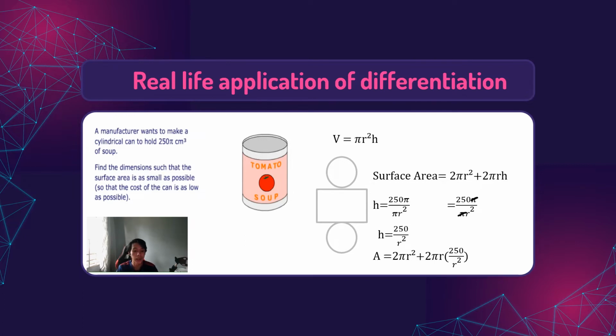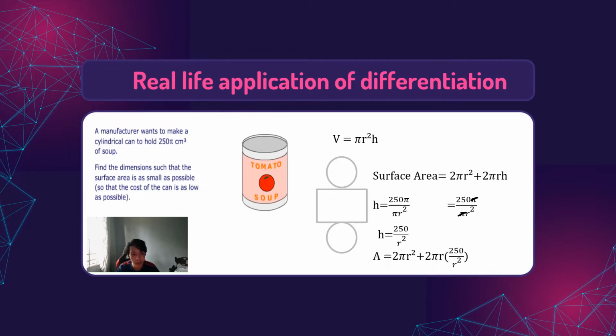To find the surface area, the equation will look like 2 pi r squared plus 2 pi r h. And the reason is because we have two circles, top and bottom, which the formula for a circle is pi r squared, which makes it 2 pi r squared. Now, the only value that we are looking for is h, which is height. Going back to the volume formula, we swap the values around and our equation will be h equals 250 pi over pi r squared.